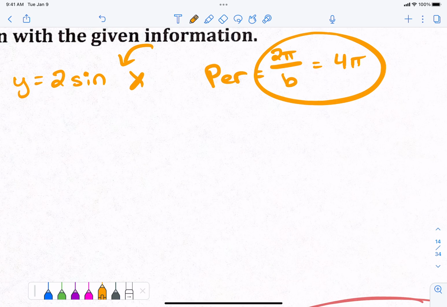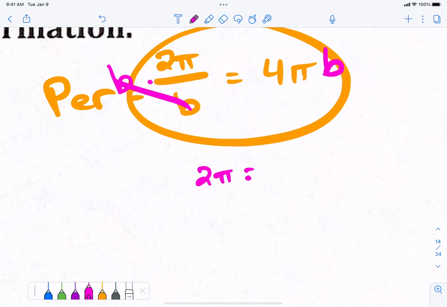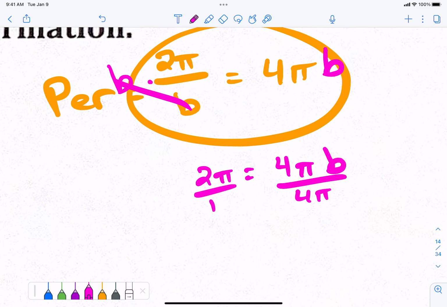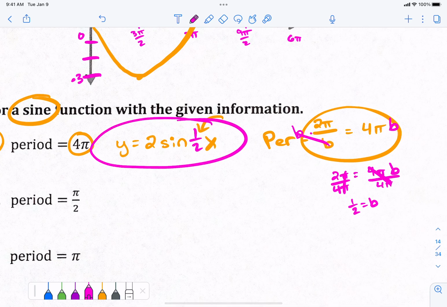How do I figure out what B is? If I'm trying to solve for this B on the bottom here, I can multiply the B to the other side, right? So 2 pi equals 4 pi B, but then that means I divide by 4 pi, okay? What is 2 pi divided by 4 pi? The pi's go away, and so it's 2 over 4, which is 1/2, right? 1/2 is your B, so that means 1/2 goes here. That's what my equation looks like.